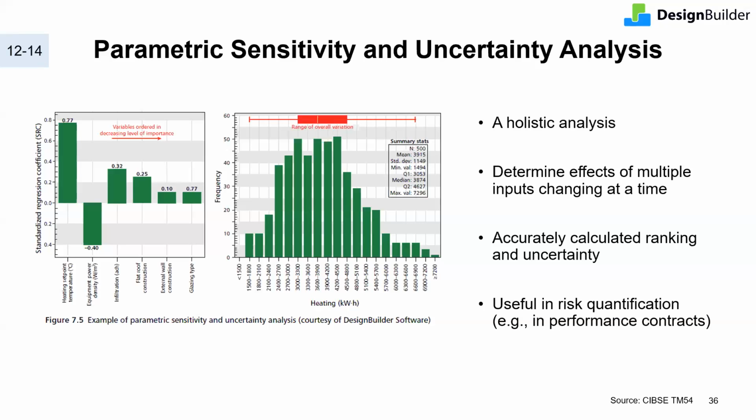And this parametric approach, which is, for example, already integrated in DesignBuilder, is especially useful when quantifying risks in projects procured under performance contract, where you need much more accuracy because it's a contractual obligation to achieve performance targets.